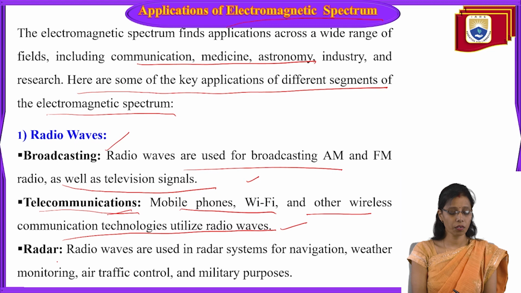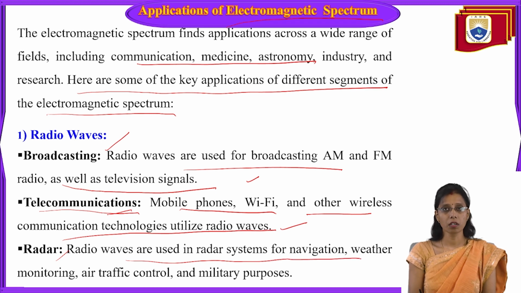Next, the radio waves' next application is radar. Radio waves are used in radar systems for navigation, weather monitoring, air traffic control, and military purposes. It helps us, and in military use it is very important nowadays for finding the exact location of a flight. We apply radio waves for this purpose.